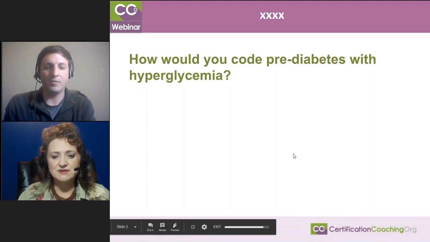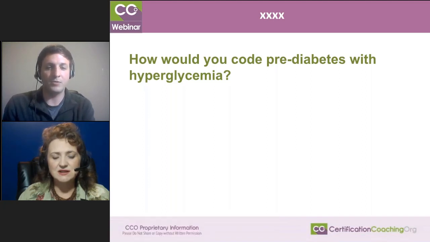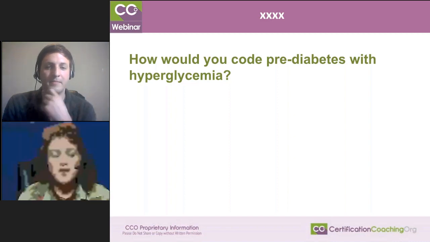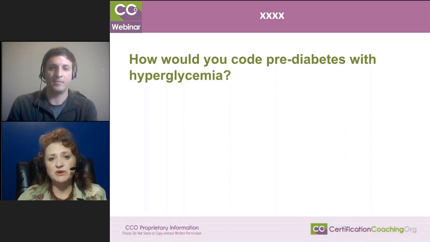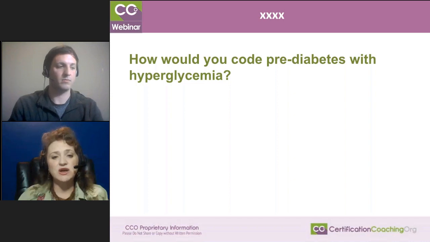I believe it said, what is the diagnosis code for prediabetes with hyperglycemia? That one. Okay. So I'm not going to try to open up Find a Code. It'll be too slow if you want to look it up. But we can go to Find a Code.